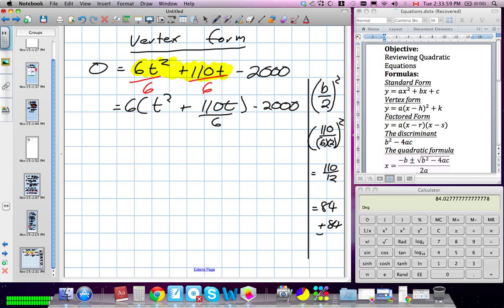What's important is our square root is going to be this number, 110 divided by 12. That's essentially what we're going to have in the brackets at the end when we go to square it. So we'll leave it as a fraction, as 110 squared.